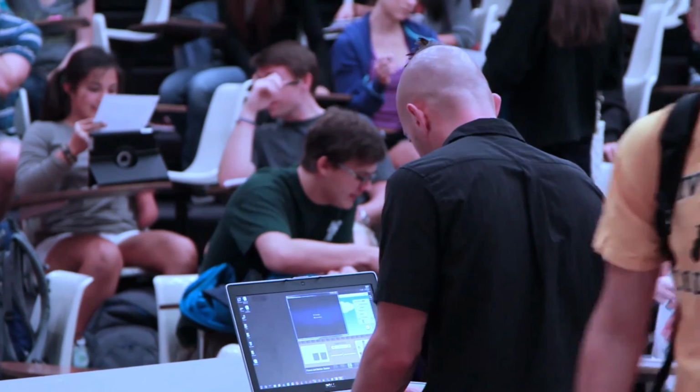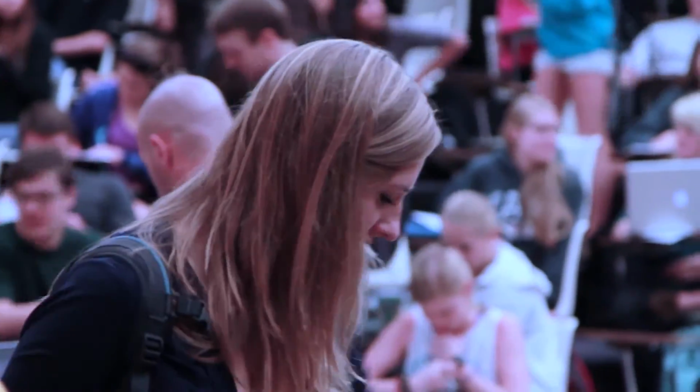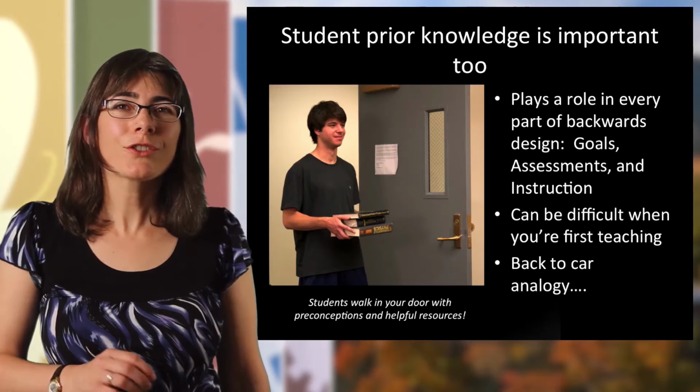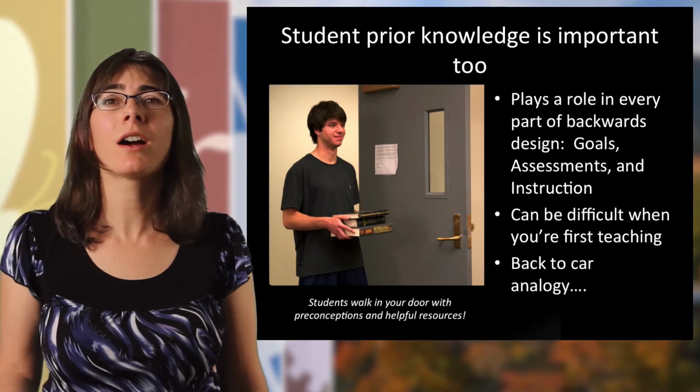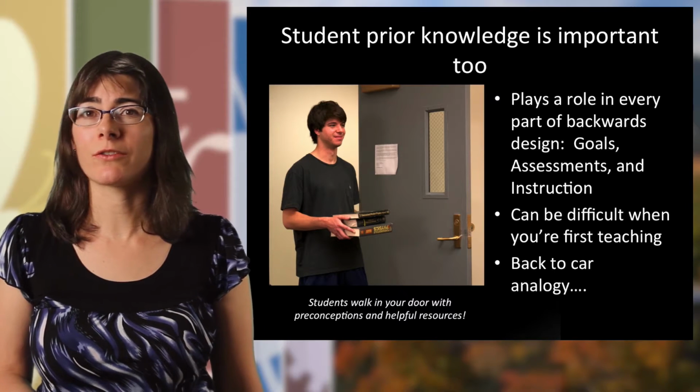So when we're trying to teach them some material, we don't know how that material is connecting to what they know already. And so it may be that they're learning it in a very superficial way because it's not really meaningful to them. They can't make sense of the material. So it's really important to understand how my goals relate to the kinds of activities that I'm going to design in my classroom for students to really make those deep connections. So student prior knowledge really plays a role in every part of backwards design, and it can be kind of difficult to take this into account when you're first teaching.